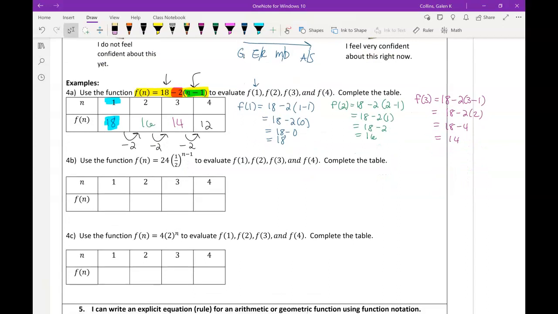All right, 4b. Oh, this one looks different, similar but different, but you know what? I'm going to start this off the exact same way.